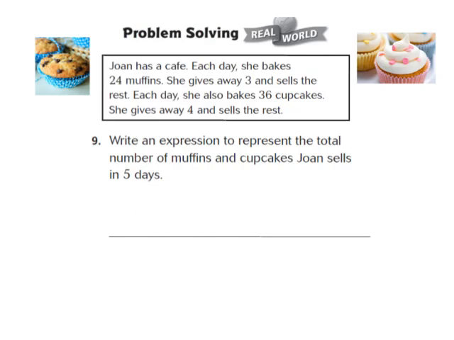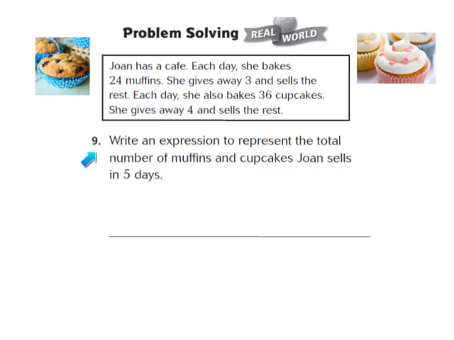Now, let's take a look at question number 9. Number 9 is one of our real-world problem-solving questions, and it says, Joan has a cafe. Each day she bakes 24 muffins. She gives away 3 and sells the rest. Each day she also bakes 36 cupcakes. She gives away 4 and sells the rest.